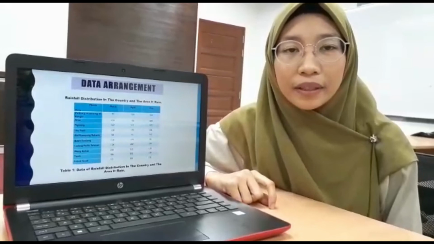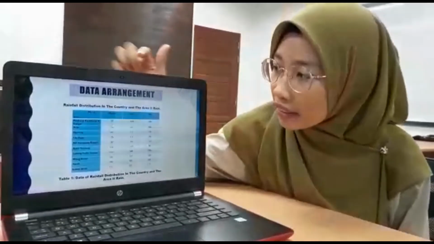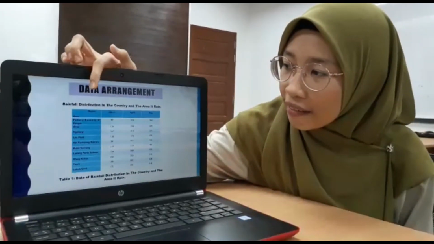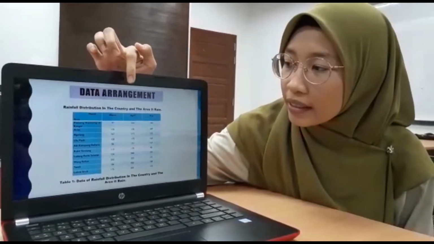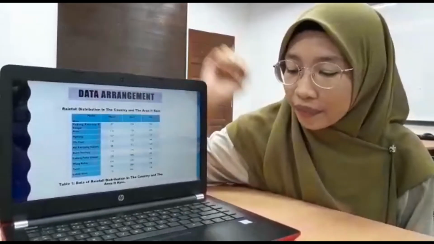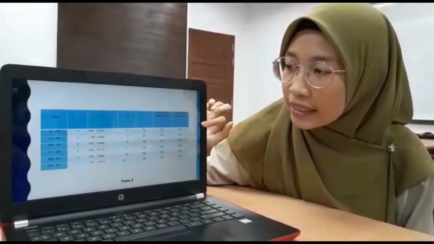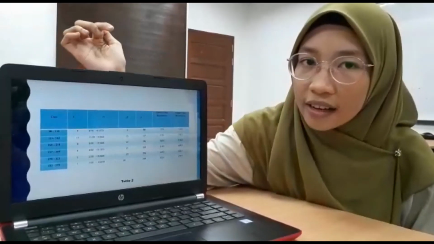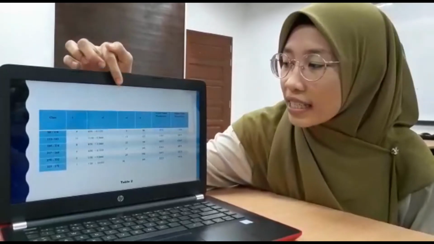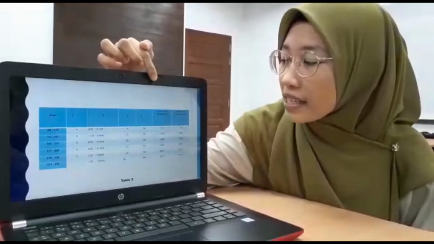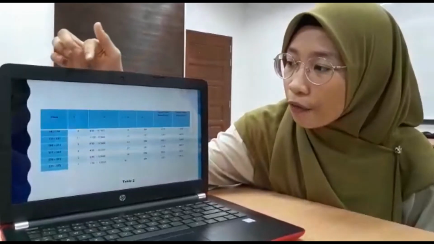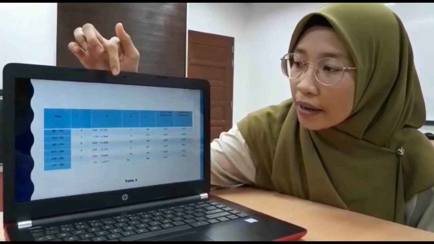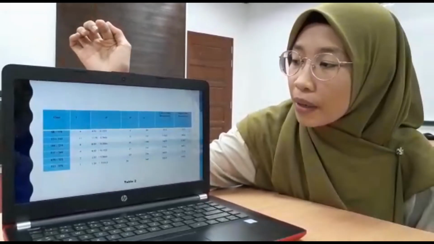My name is Siti Rahimah binti Muhammad, and I will present about data arrangement. This is our data, where we have 10 areas and 3 months, that is March, April and May. This is data from data arrangement, and we have frequency, relative frequency, cumulative frequency, midpoint, lower class boundaries and upper class boundaries. For relative frequency, we get it from frequency divided by number of data.